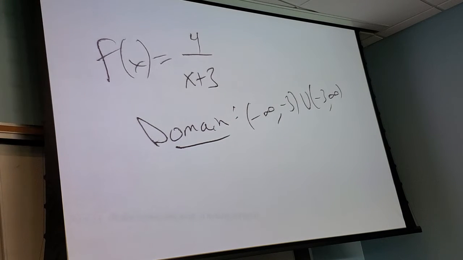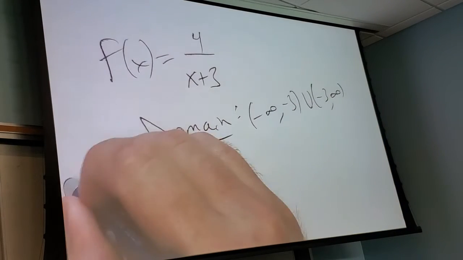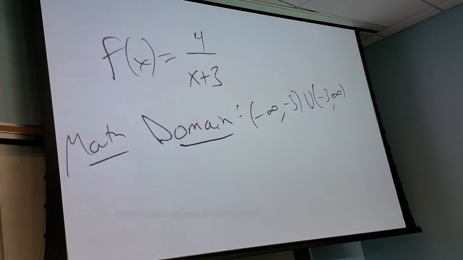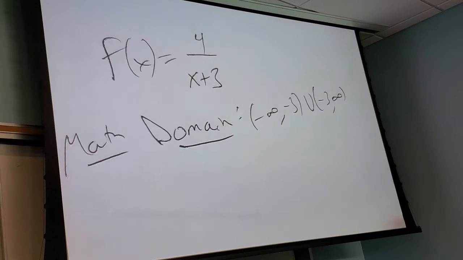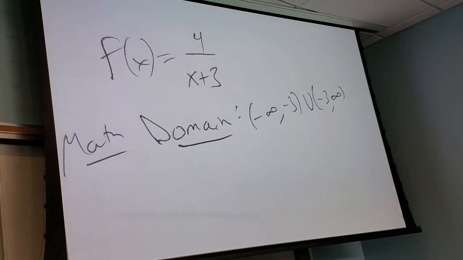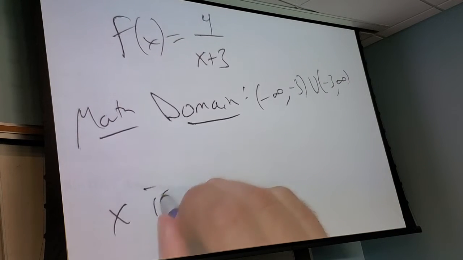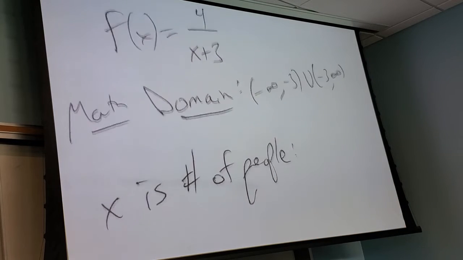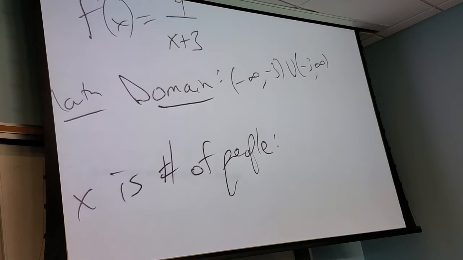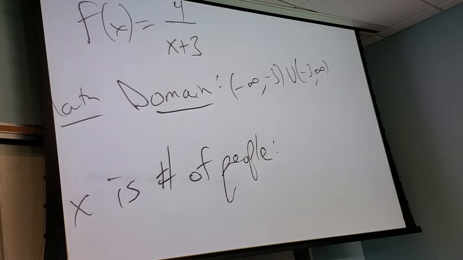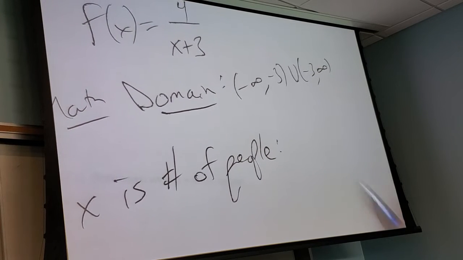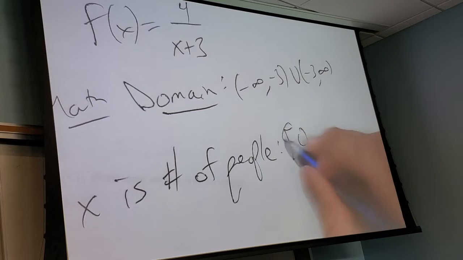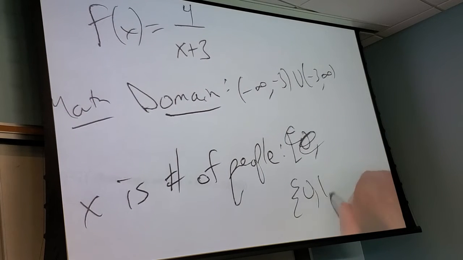So let me see if you guys can do this. If this is the math domain, this is, as far as math cares, all the numbers you can put in there. It doesn't care if it represents something or not. But if I have x as the number of people, what does the domain become? What's the least number of people you can have in the elevator? 1. No? 0. And I wouldn't even do it like that. It'd be 0, 1, 2.